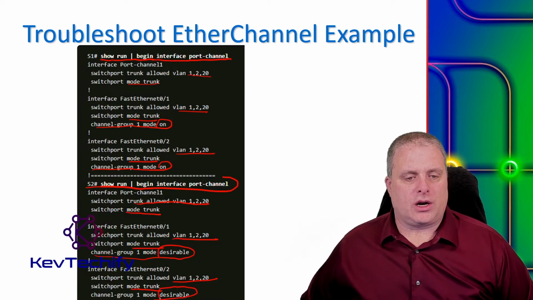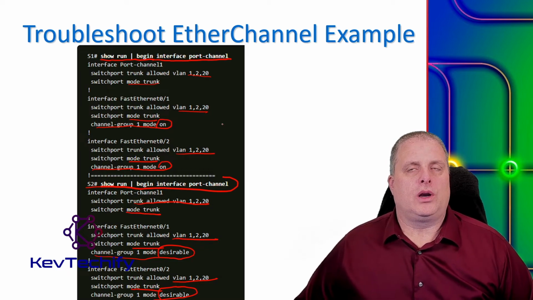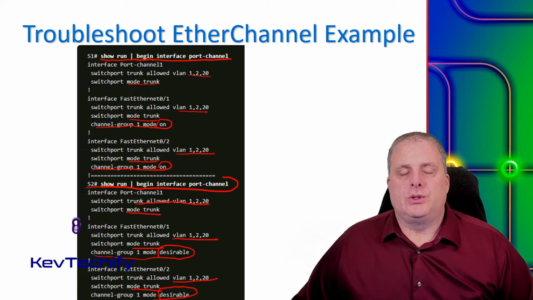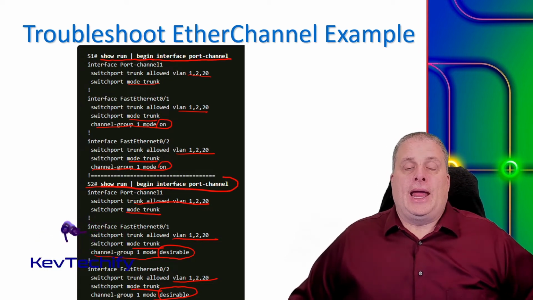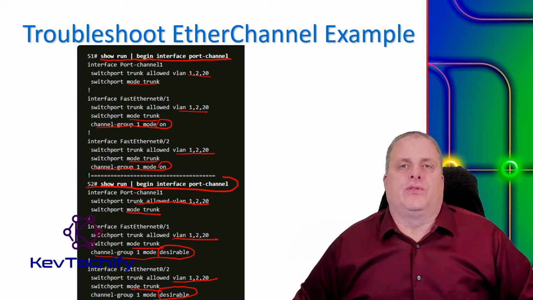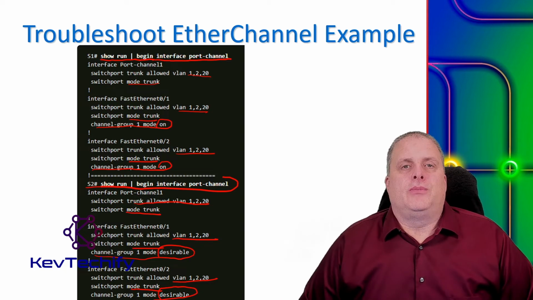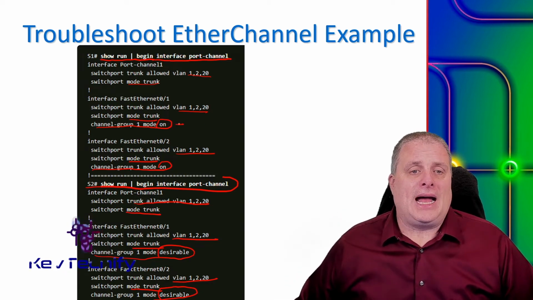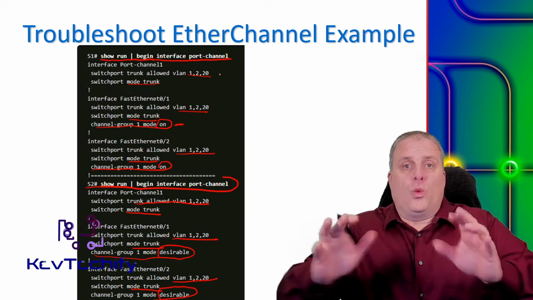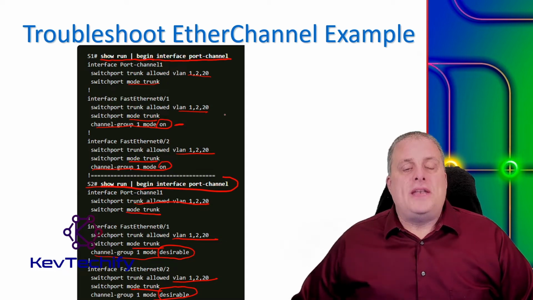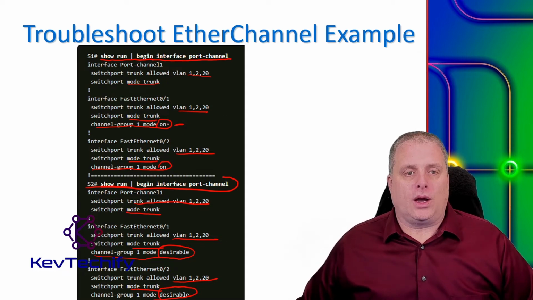So on switch 2, we are in desirable, but on switch 1, we are in mode on. Now remember, switch 2 is running desirable. Desirable is like, hey, I'm looking for a connection. I want to make a connection. Let's make that connection. It's out there actively looking for it. Where switch 1, its mode was on. On is, hey, we're an EtherChannel, but we're not going to negotiate. And so we're not negotiating on switch 1.